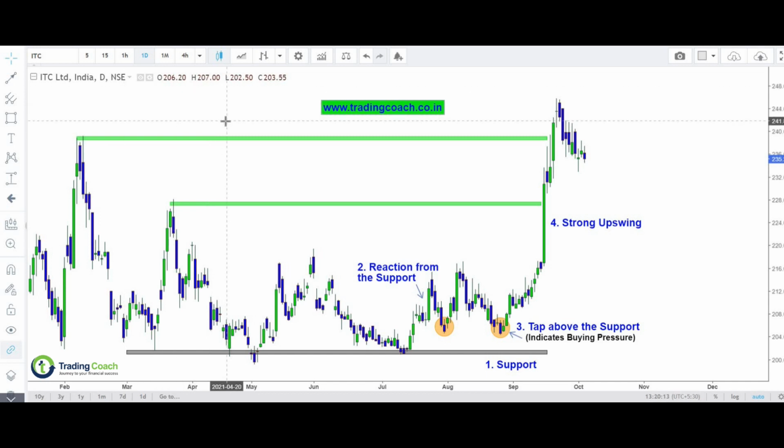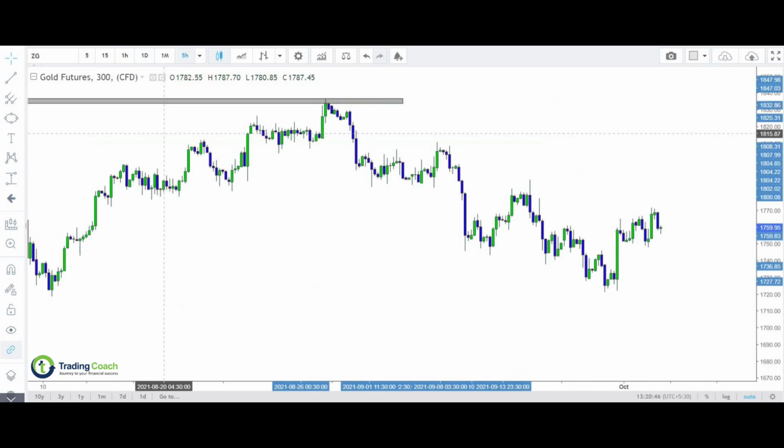Alright, so we have seen a bullish example. Let us look at an example of a bearish tap trading strategy. So right now I'm looking at the gold futures 5-hour chart. As you can notice, the gold prices are actually falling down. But if you look at the starting point of the sell-off, you can see a very good bearish tap trading strategy. So let me walk you through this particular price action over here.